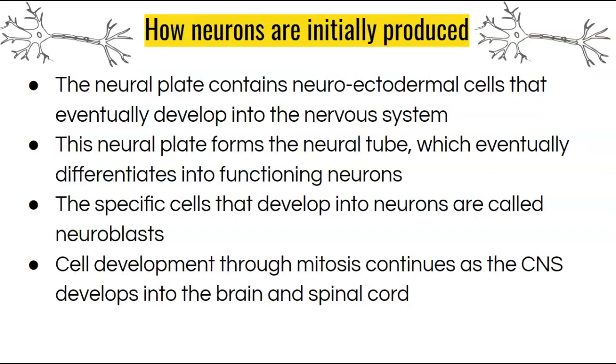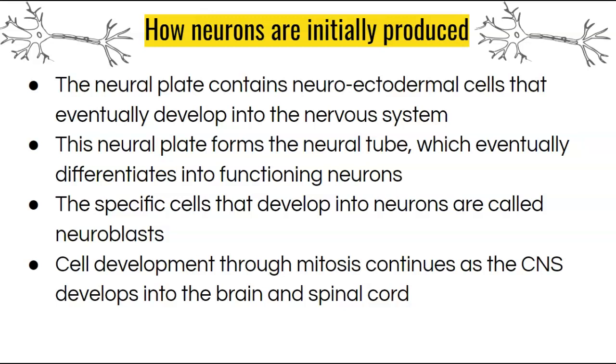So initially, neurons are part of the neural plate. They are called neuroectodermal cells. They're just like baby neurons, right? They eventually develop into the nervous system. When the neural plate forms the neural tube, it eventually differentiates all of those cells into functioning neurons. The specific cells that develop into neurons are called neuroblasts.